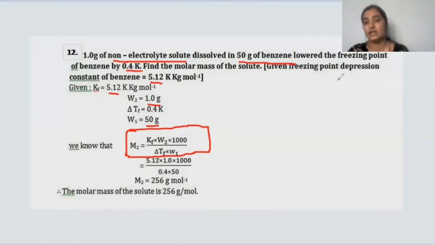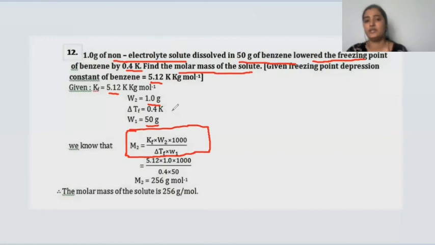And they also provided that it has lowered the freezing point by 0.4 Kelvin. That is, delta Tf is given. The delta Tf is 0.4 Kelvin. And they are asking you to find out the molar mass of the solute.